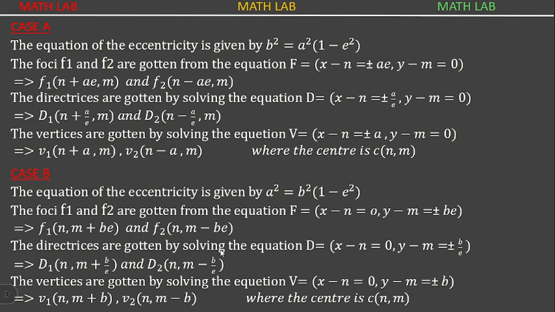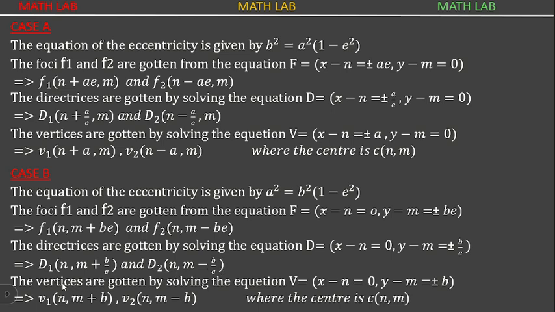Now the directrices are gotten by solving the equation g equals to this. Still the same thing, you just reverse everything. Now it's x minus n equals to 0, and y minus m equals to plus or minus b on e. We get g1 and g2. g1 is (n, m plus b on e), and g2 is (n, m minus b on e).